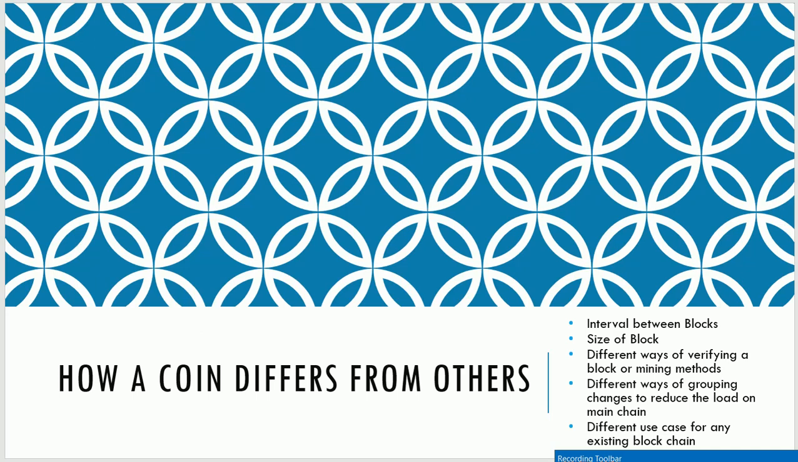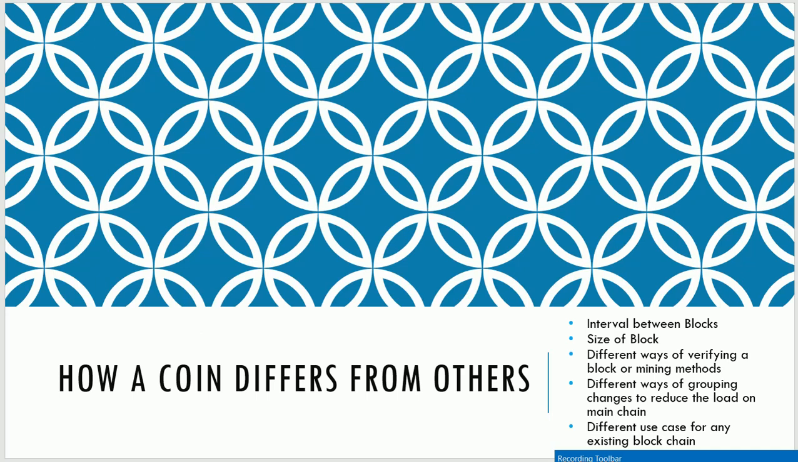And then they differ in terms of how they have grouped the changes. Some say that all changes should be recorded on the same blockchain. Some say that the most frequently made changes among a group of people can be grouped together, and on the main chain we can have just them as one group. So some blockchain coins differ in that regard.